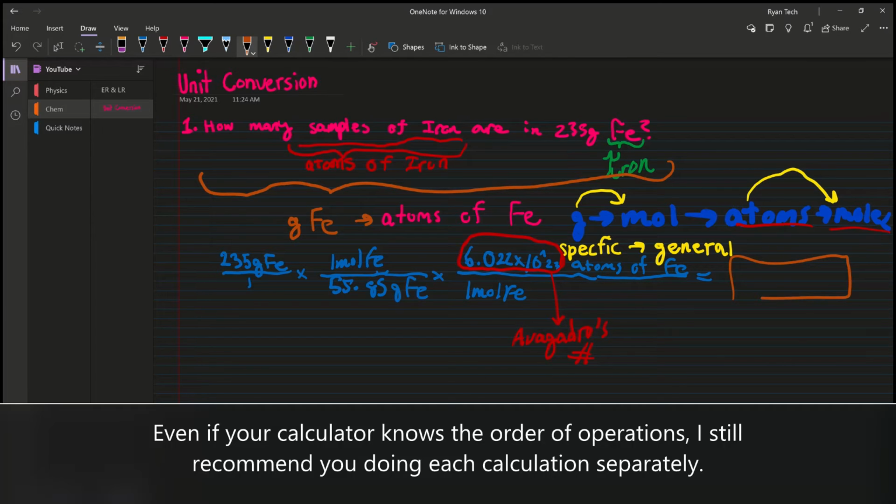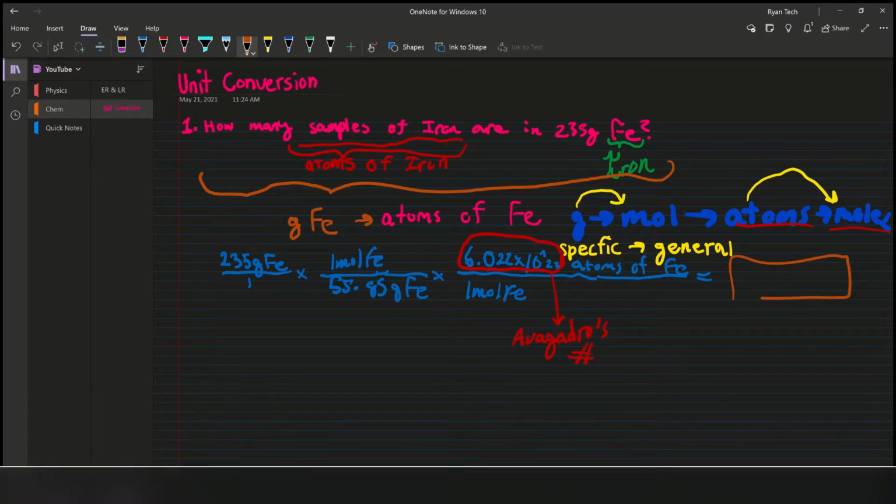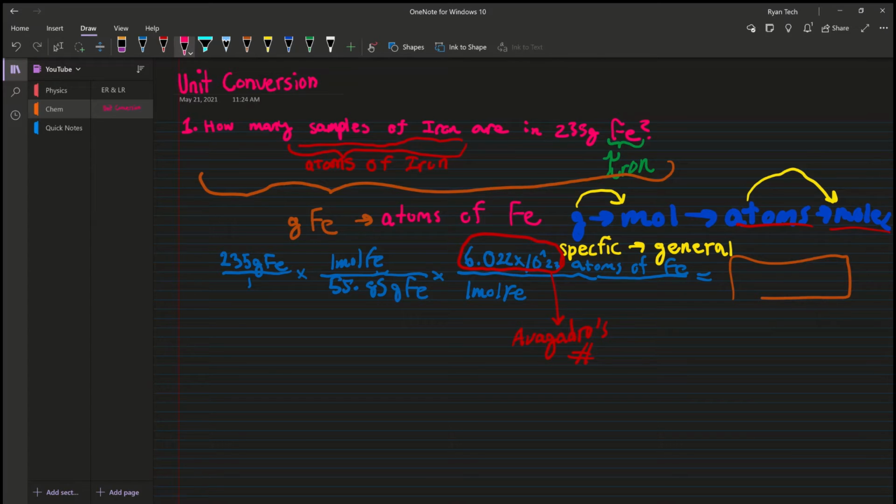So 235 grams. Oh yeah, and before we actually calculate, just to be sure that we converted it to atoms, we could cancel out the units. So grams of Fe cancel out with grams of Fe. Moles of iron cancel out with moles of iron. And we're left with the unit atoms of iron. Okay, now let's calculate it.